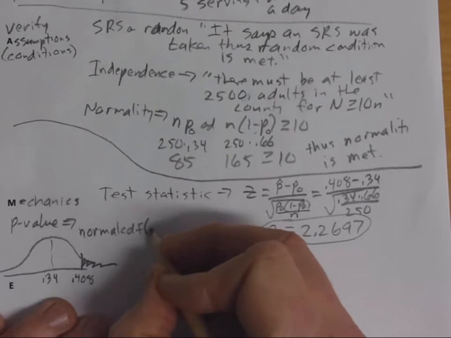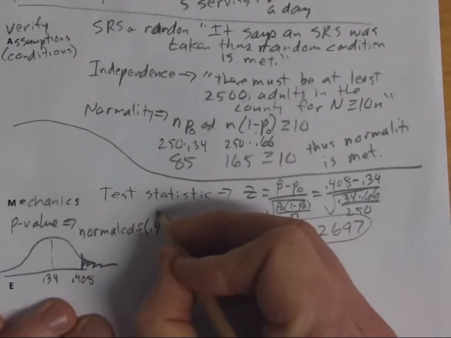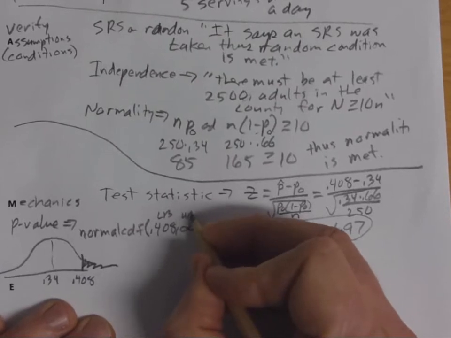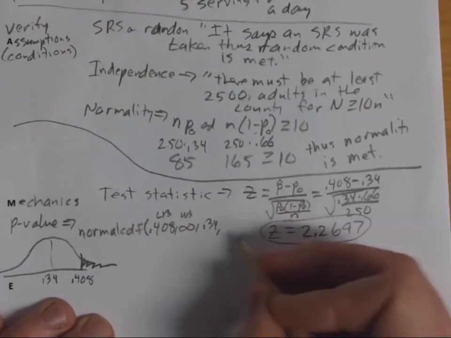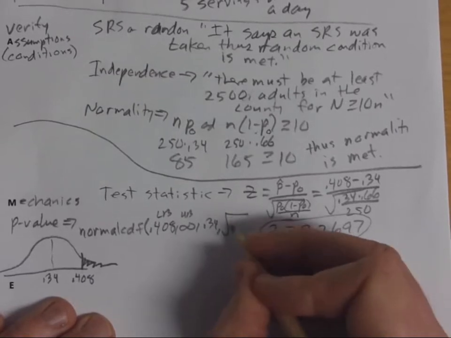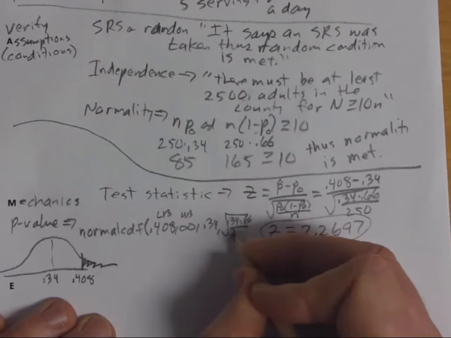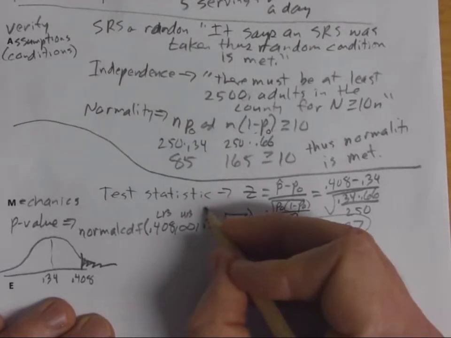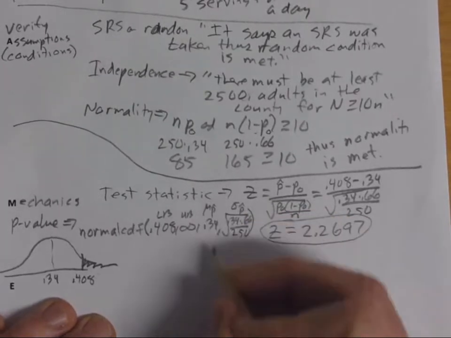And so this would be 0.408 to infinity. That's my shaded area. That's my lower bound. That's my upper bound. My mean is 0.34. My standard deviation is the same thing over here, my standard error, which is the square root of 0.34 times 0.66 over 250. That is the mean of my p-hats. That is the sigma of my p-hats. Make sure and label those.